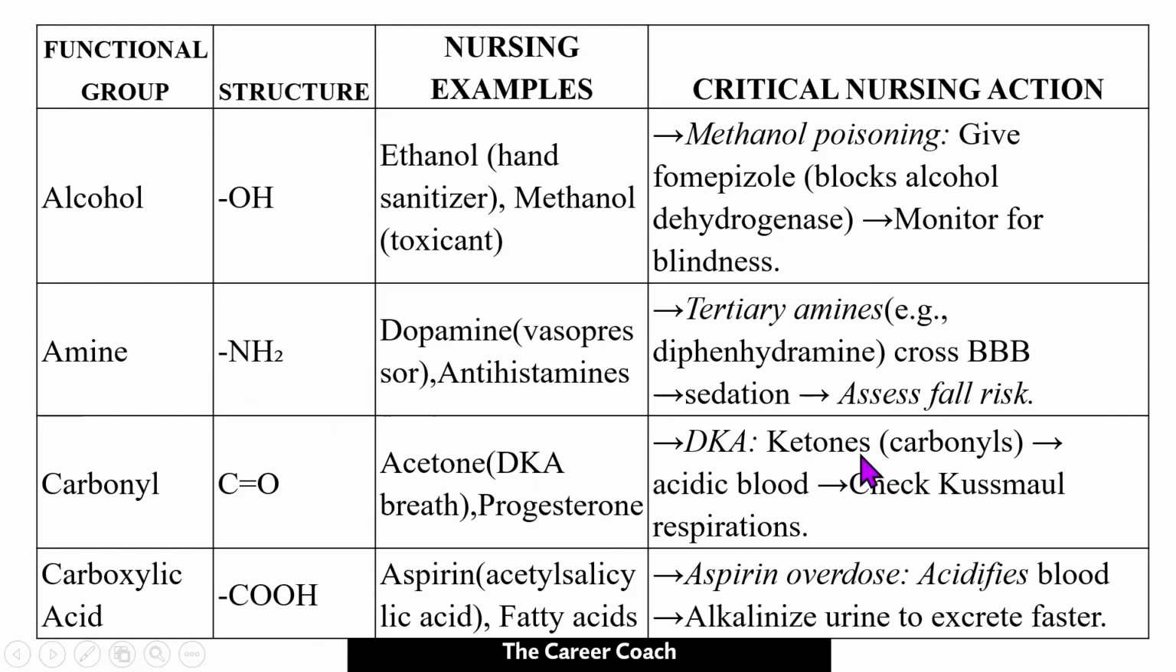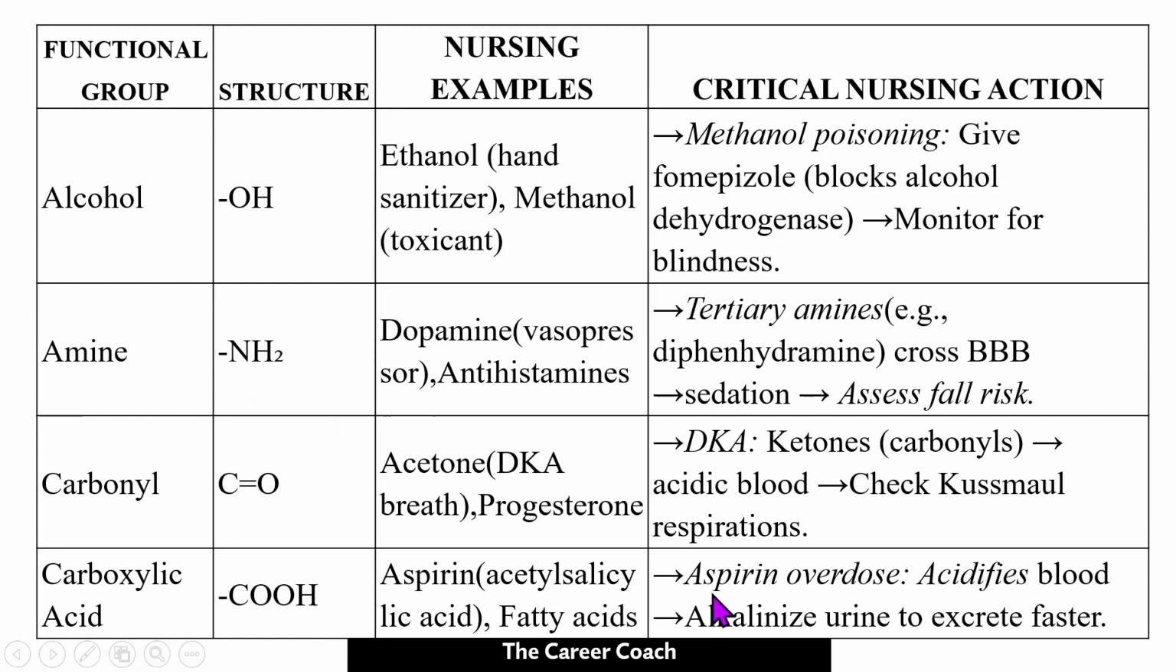Carbonyl in diabetic ketoacidosis indicates that there is acid in the blood. This tells us that there is need to check for Kussmaul respirations to identify the point when there is ketoacidosis in diabetes patients. The next functional group is the carboxylic acids, COOH. Nursing example: carboxylic acid is found in aspirin. Aspirin is made up of acetylsalicylic acid, and carboxylic acid is also found in fatty acids.